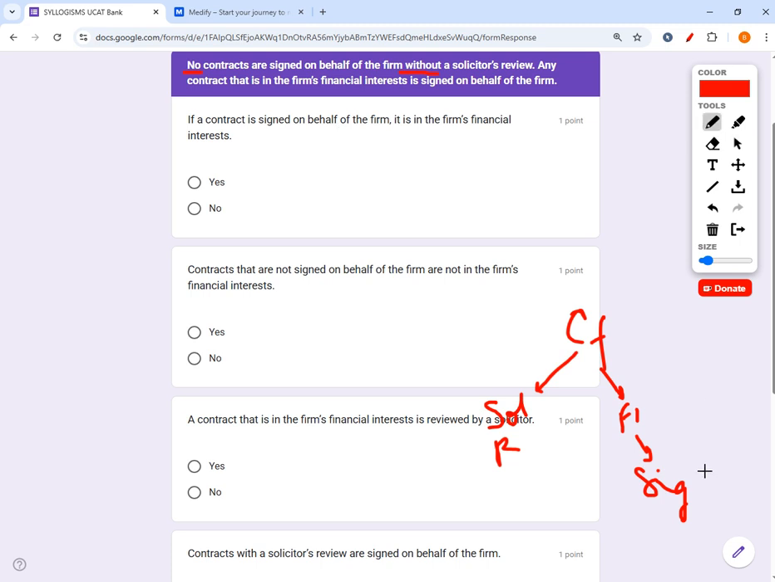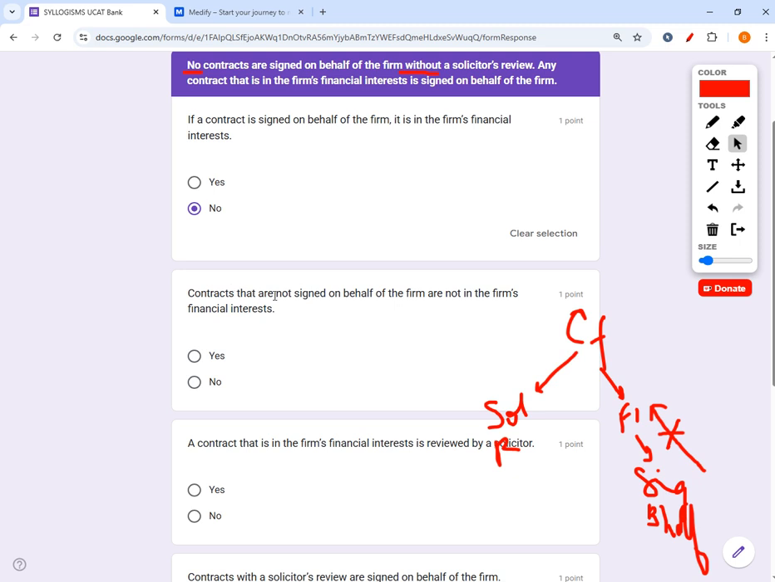Signed on behalf of the firm, financial interest: we are not allowed to go back. As we agreed before, you're only allowed to go back, which is against the arrow, if there is negation of the signature or signed on behalf of the firm. If the contract is signed on behalf of the firm, is it financial interest? Absolutely not. One of the rules right at the early part of the video we mentioned. So the answer is no, because we cannot go against the arrow.